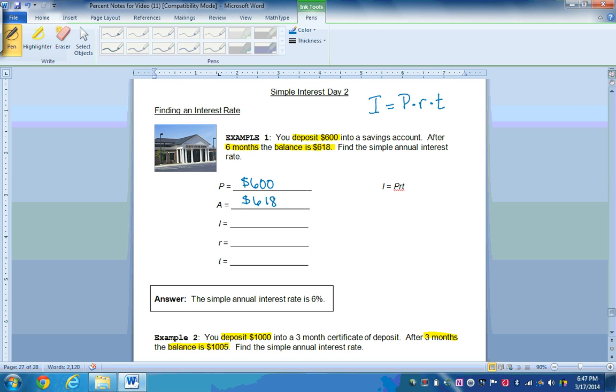And then the interest, while it doesn't specifically tell you how much the interest is, we can figure this out and take the $618 that you ended with, subtract the $600 that you started with, and we come out with an interest amount of $18. The rate we don't know. You'll notice it asks you to find the simple annual interest rate. So that's the one we don't know.